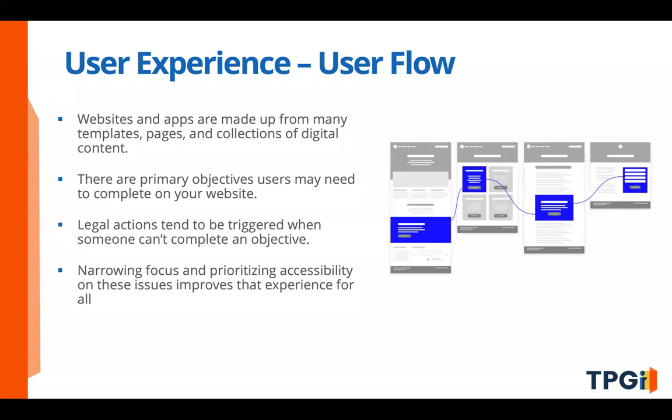user experience. So when you're able to identify these issues, you can narrow the focus, prioritize accessibility issues in these user flows, and hopefully improve the experience for everyone. And when I say everyone, I do mean that. Typically what we see is, when we create user experiences that are accessible for everyone, with disabilities and without disabilities, it ends up being a better user experience for everyone. And we have some examples of that later on.